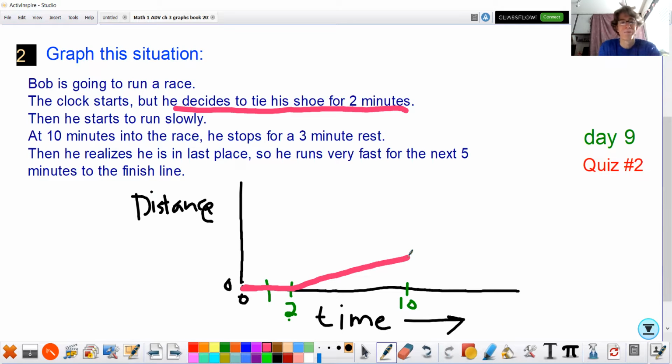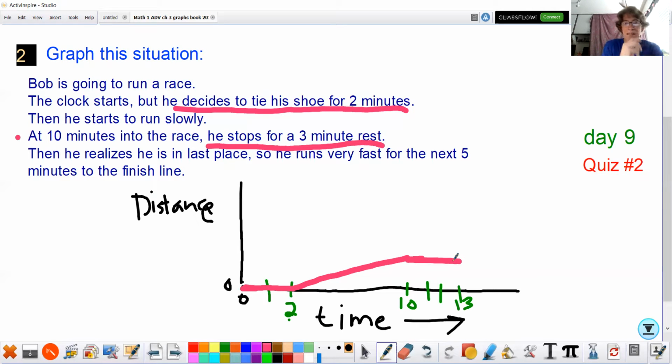Okay. At 10 minutes into the race, okay, here's where we're at. 10 minutes in the race, he stops again for 3 minutes. So let's go up to about 13, that's about right there. 10, 11, 12, 13. So is he going anywhere again? No, there's no change. He's going to be flat right here. Okay, so this is level. So it went up, and now that's completely flat.